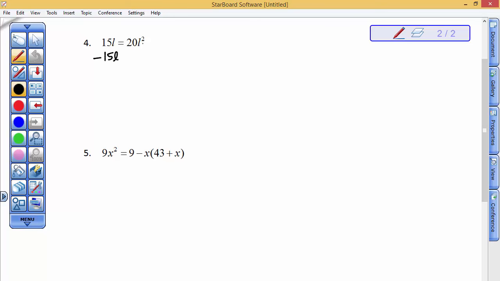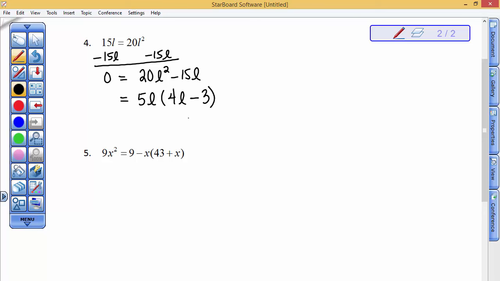And because I like the 20L squared to be positive, I'm going to move the 15L over to the right side. So I have 20L squared minus 15L. Oh my, I see that I can take a greatest common factor out of this of a 5 and an L. So in the parentheses, I'm going to need a 4L because 5L times 4L is 20L squared, and then a minus 3.